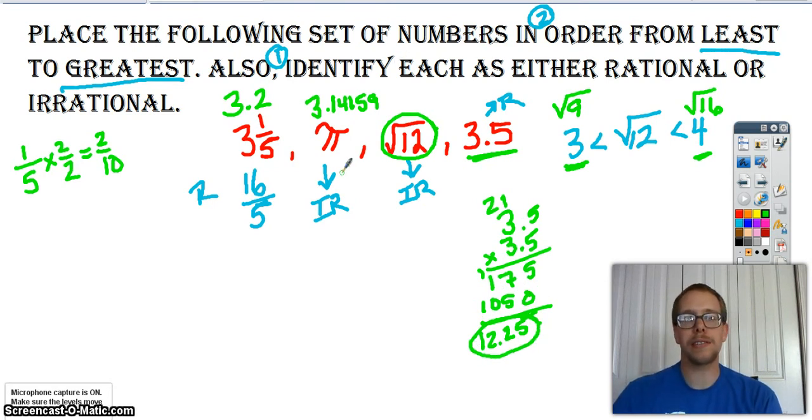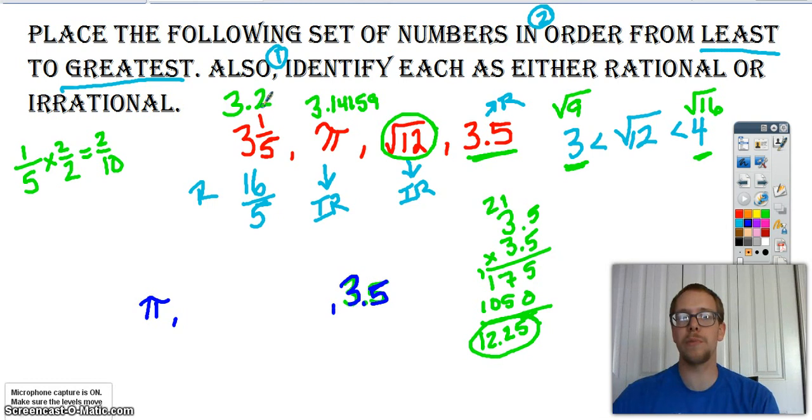But notice that means 3.5 is going to have to be the greatest number in that set. And in fact, I'm going to write it in a different color. All right. So now, notice it looks as if pi is going to be our smallest number, so I'm going to go ahead and put it as first in the set.